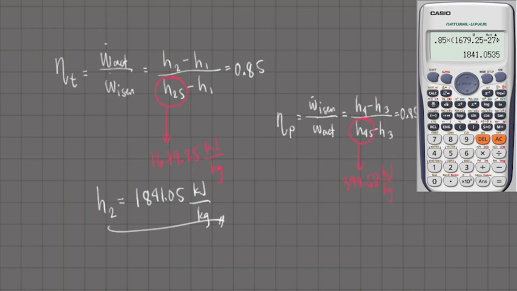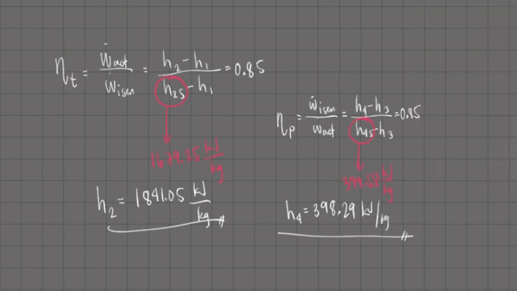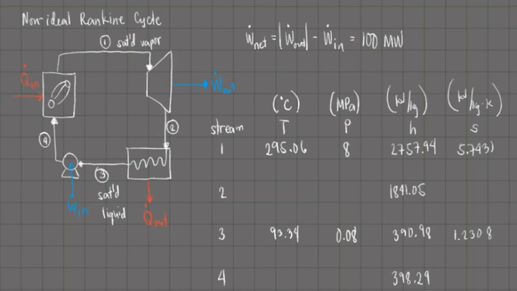So from this knowledge, we can rearrange this equation and solve for H4 or the actual enthalpy of stream 4. That is 0.85 multiplied by (H4S 399.58 minus H3 390.98) plus H3 390.98. Our H4 is equal to 398.29 kilojoules per kilogram. Let's go back to our summary table. We now have completed all of the enthalpy values in our table, and we can actually proceed in solving the rest of the unknown quantities.